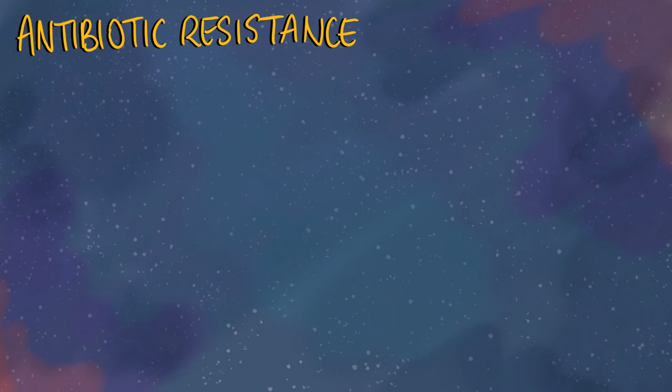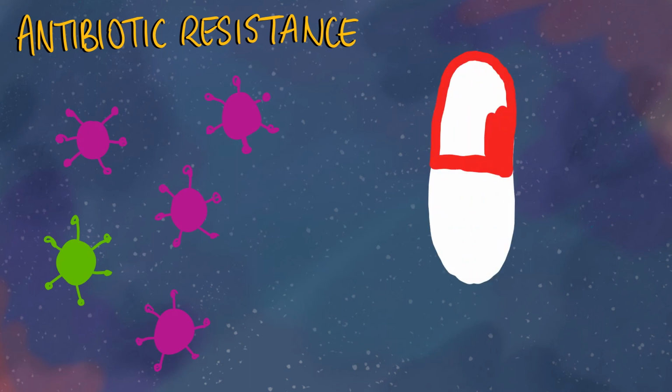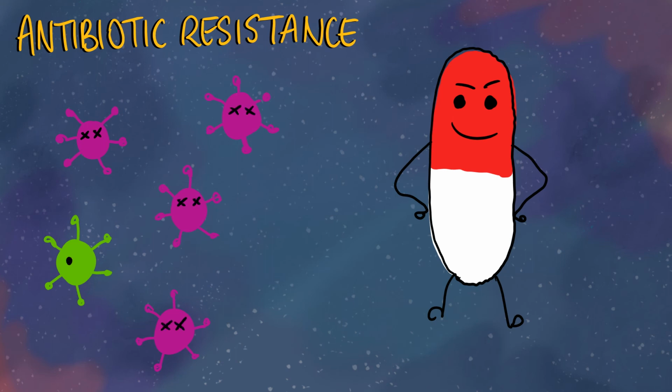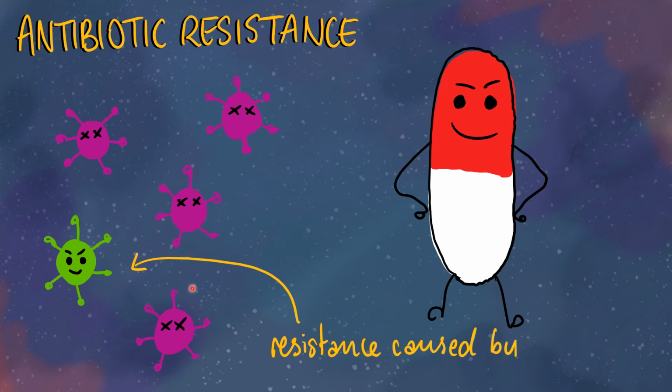Okay, so antibiotic resistance. So here we have our bacteria. So these are all bacteria for the same disease. Okay, there is a reason one is green, but I will go through that reason in a minute. Okay, and here we have our antibiotic. So our antibiotic kills all of the bacteria apart from this green one. Okay, so even though it's the same bacteria as all of these, it has resistance that has been caused by a mutation.